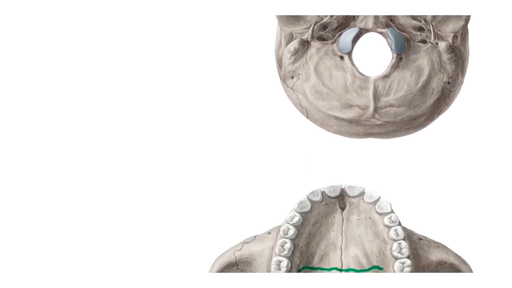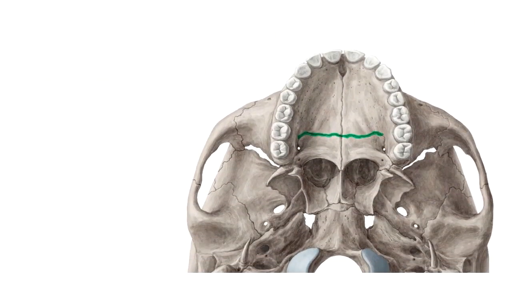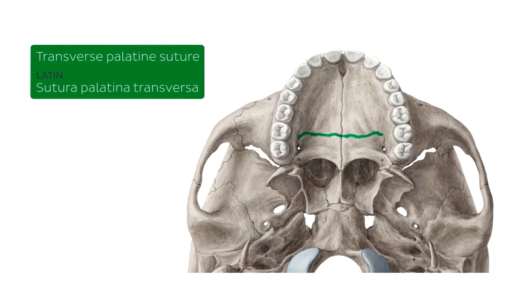Next structure that we're going to be talking about is known as the transverse palatine suture. And this suture separates the two palatine processes of the maxilla from the palatine bone. So as you remember, this is the palatine bone, and we have here the two palatine processes of the maxilla, and seeing here clearly this suture separating these structures.